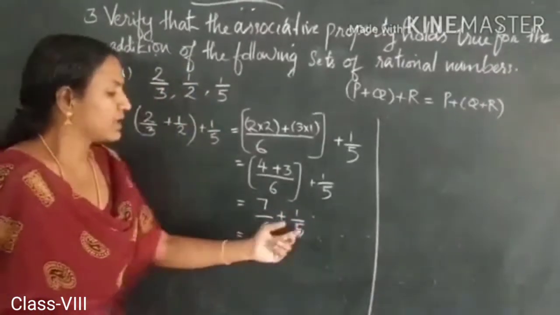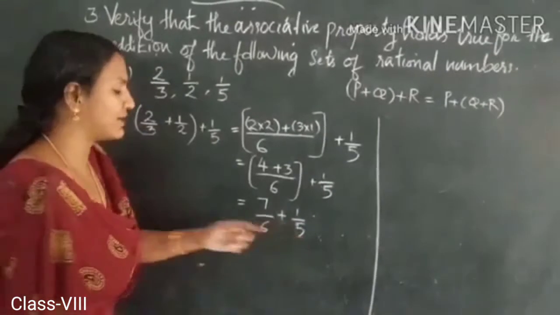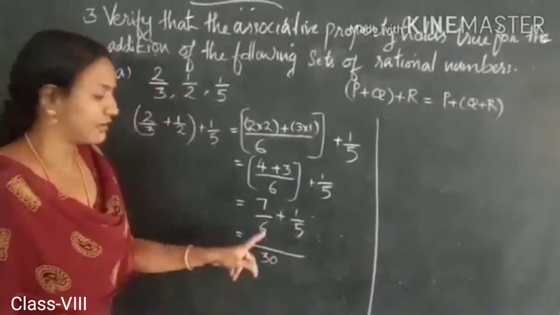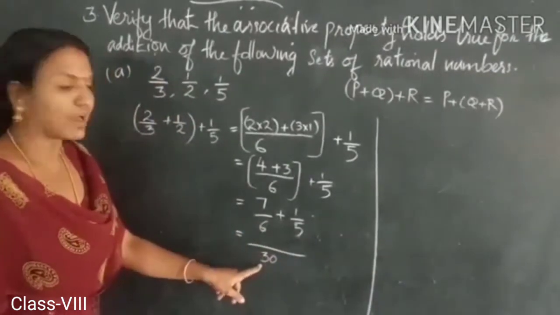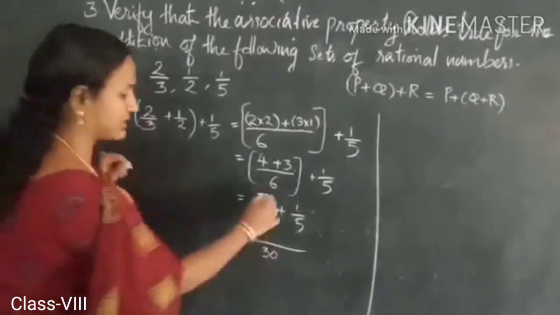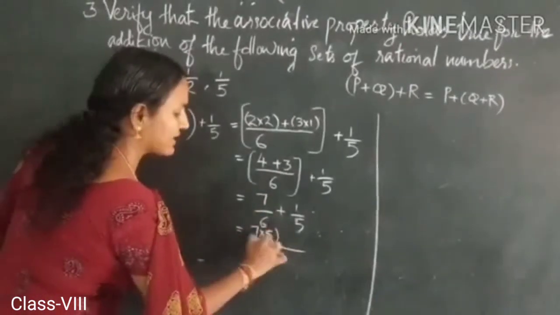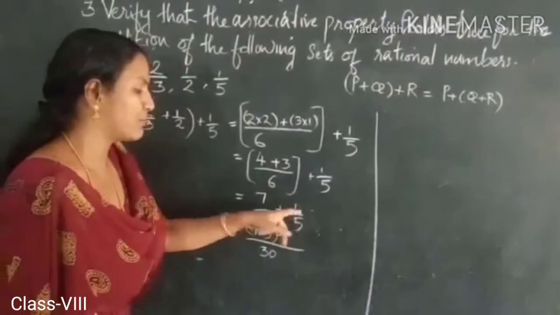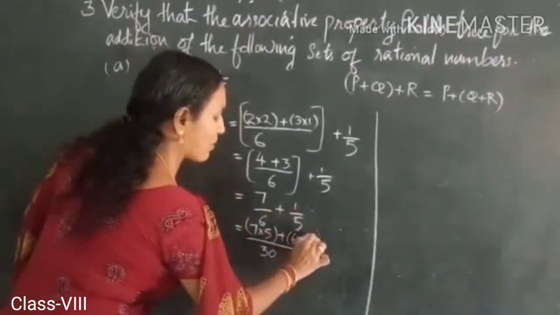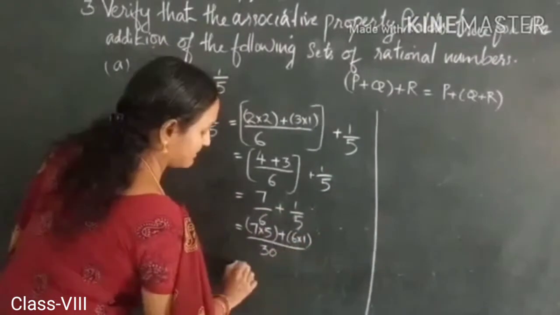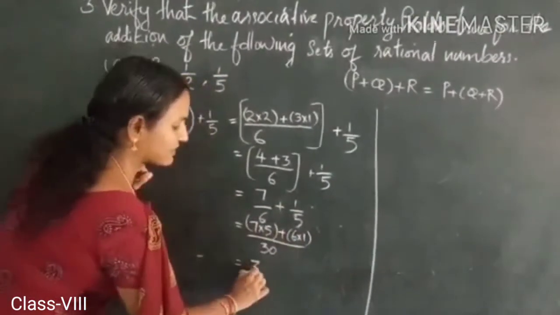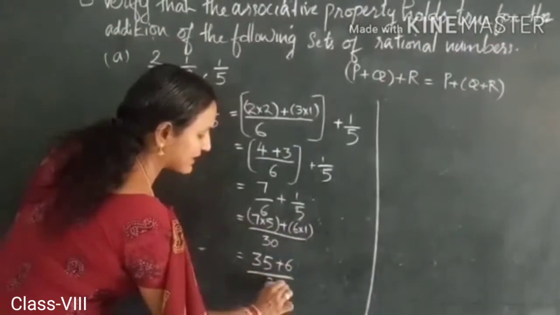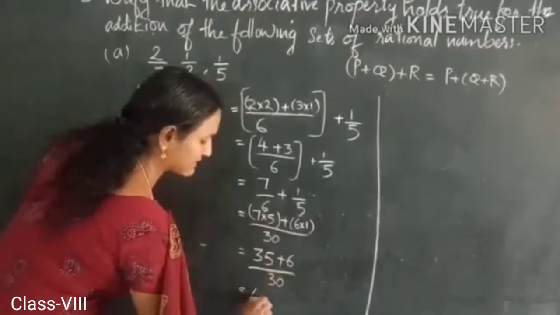Is equal to, here the LCM is 30. 6 into 5, 30. How many 6s are in 30? 5 6s are 30. So you have to multiply 5 into the numerator. So 7 into 5 plus, 6 into numerator 1, 6 into 1, is equal to 7 5s are 35 plus 6 1s are 6, by 30, is equal to 35 plus 6, 41 by 30.